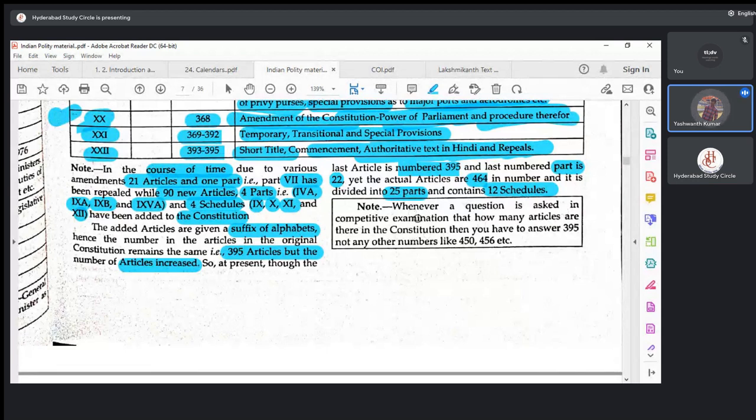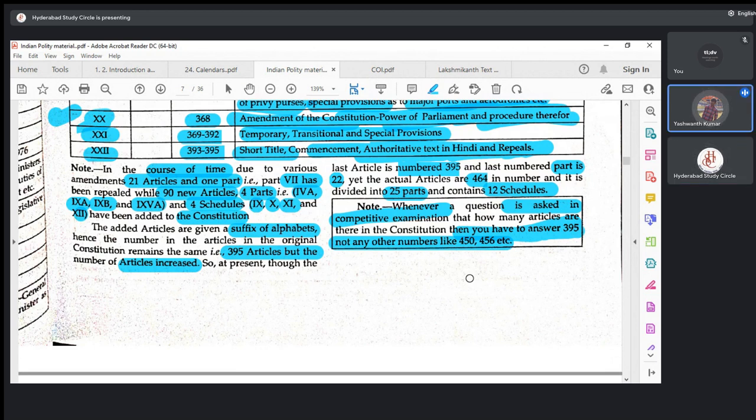Whenever a question is asked in a competitive exam about how many articles are there in the Constitution, you have to answer 395, not any other number like 450 or 456. How many articles are there in the Constitution? 395 articles. And when asked how many parts are there, we answer 22 parts. If you include the sub parts, it will become 25.